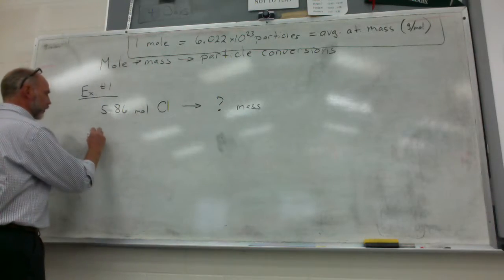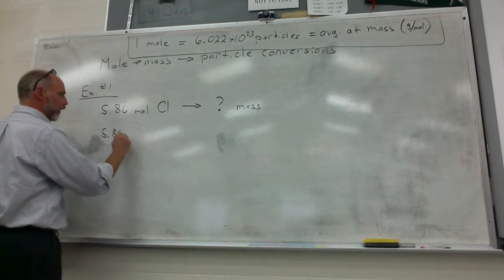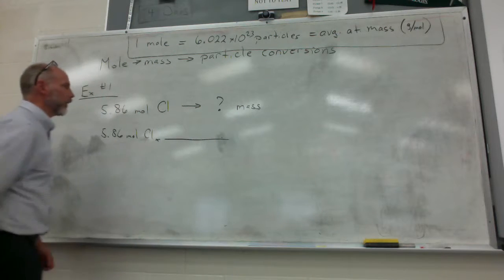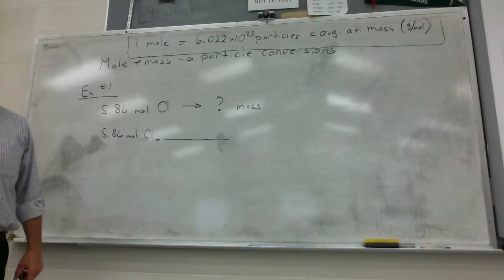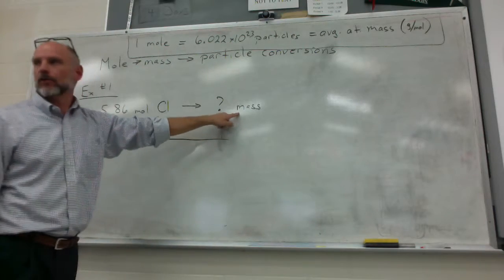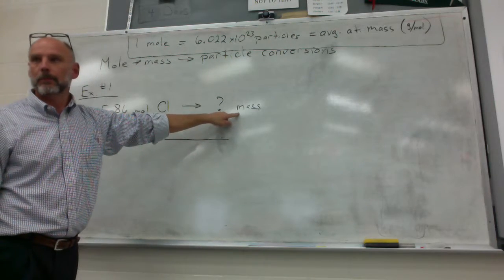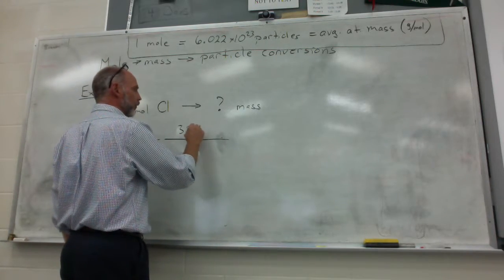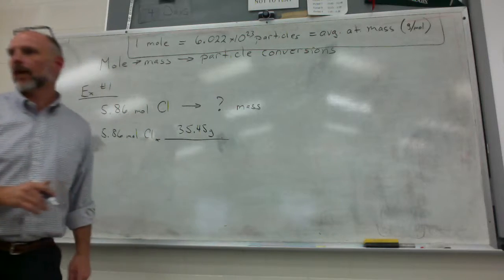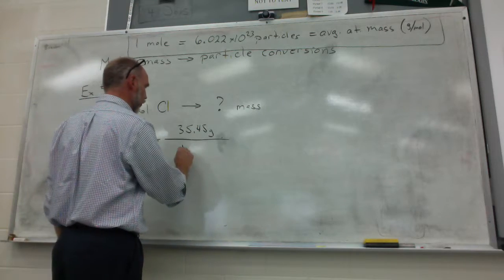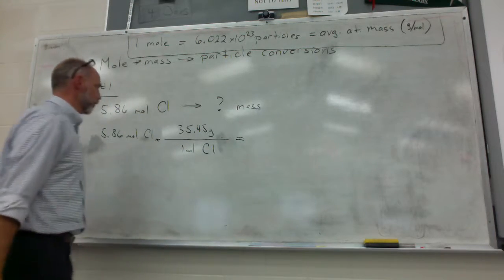So anyway, we start with our 5.86, just like any other conversion that we've ever done this year. Set up a little conversion factor. What goes in the numerator? Well, we said we're going to use mole and average atomic mass, and we're looking for mass. So what goes in the numerator? The average atomic mass of chlorine, which happens to be 35.45 grams, straight off the periodic table, right? What goes in the denominator? 1 mole chlorine. And so now it's just a little multiplication problem.